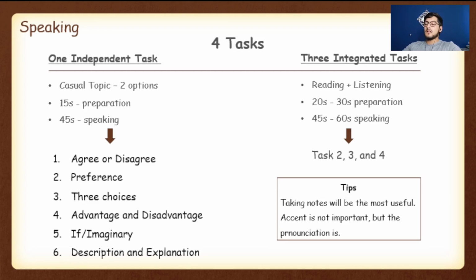To do well in those kinds of tasks, taking notes will be the most useful. We will talk about the note-taking procedure and how you can improve your note-taking process.